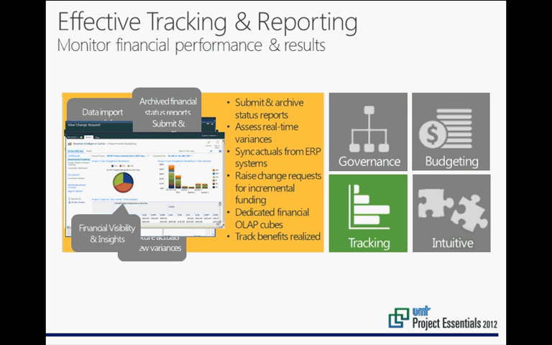If we jump forward in the process to tracking, again, UMT Project Essentials provides the ability to create and submit financial status reports for projects and programs in the system. The solution looks at calculating real-time variances based on that data, being budget, actuals, and forecasts. The solution can sync with varying ERP systems to pull in the latest data for a current period.